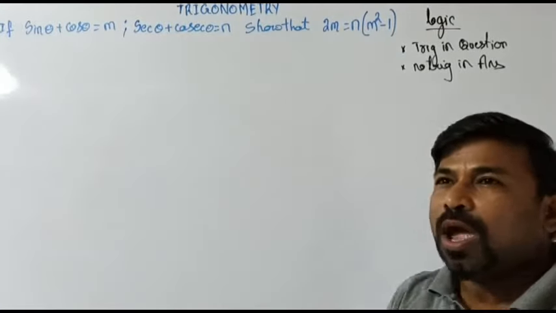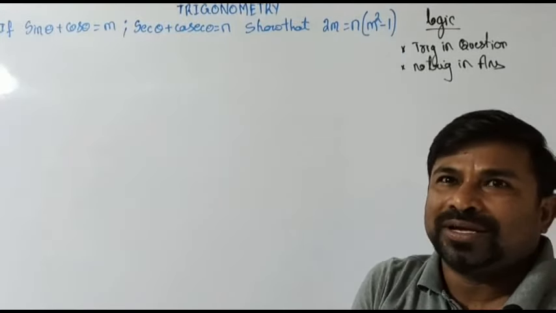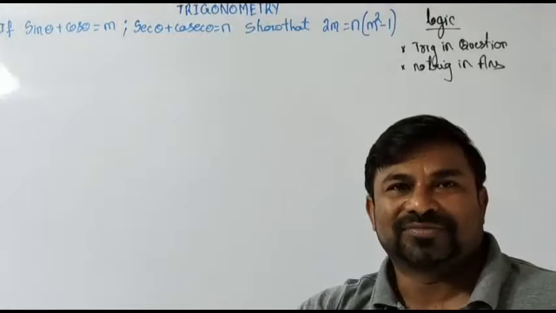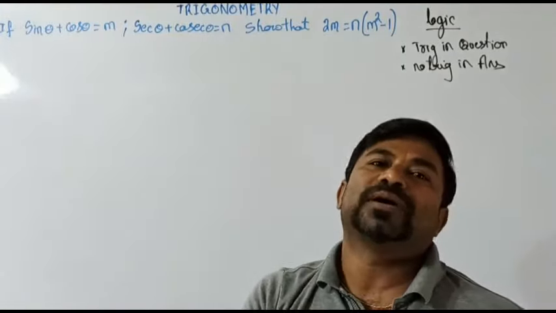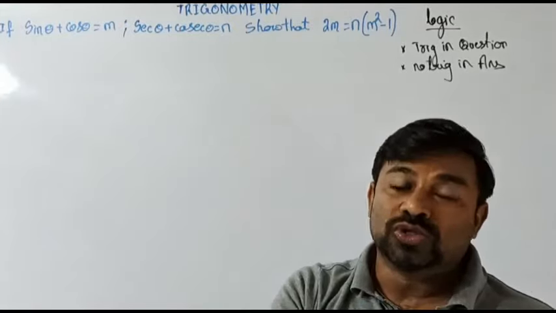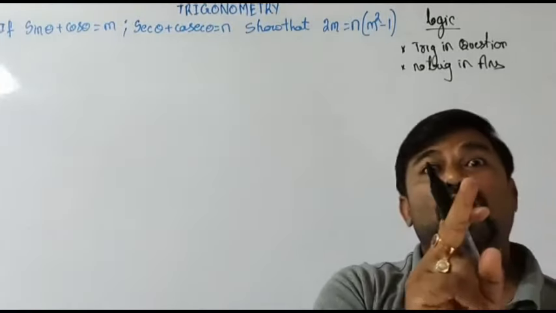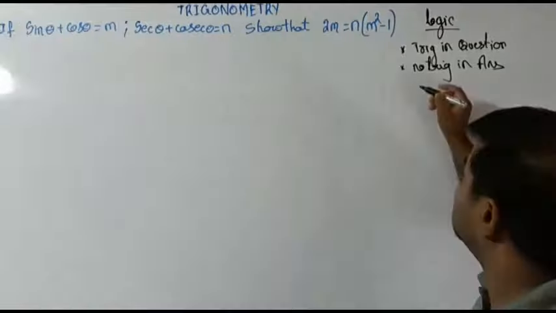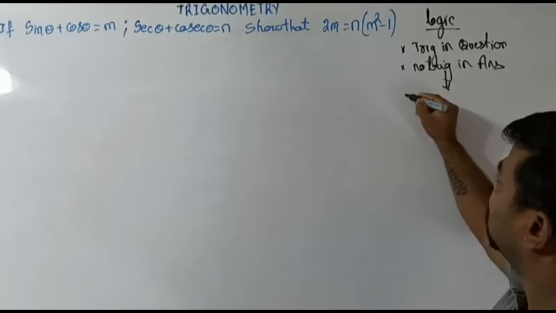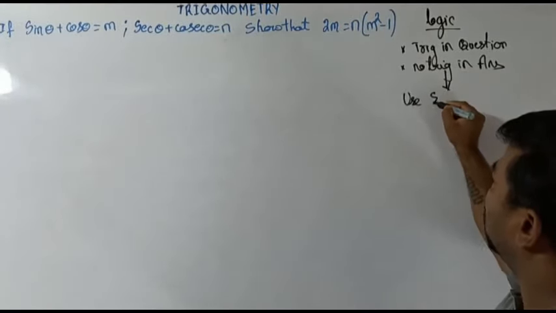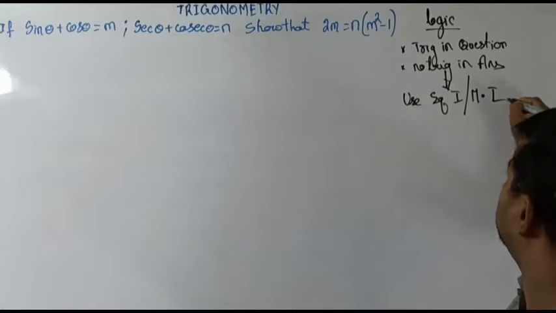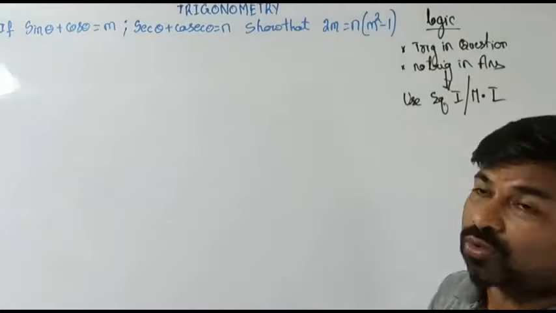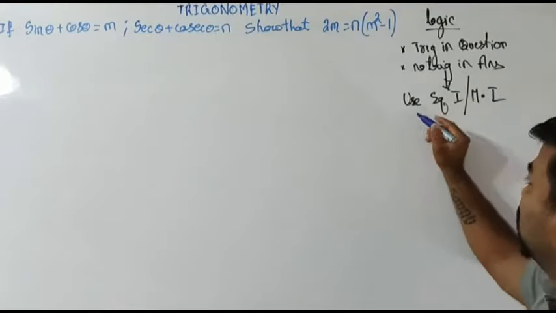Point 2: how to go from trig to no trig? How to remove trigonometry? We have to remember we should always use either square identities or multiplicative identities. For that, use square identities or multiplicative identities. You know what the square identities are; you are familiar with them.